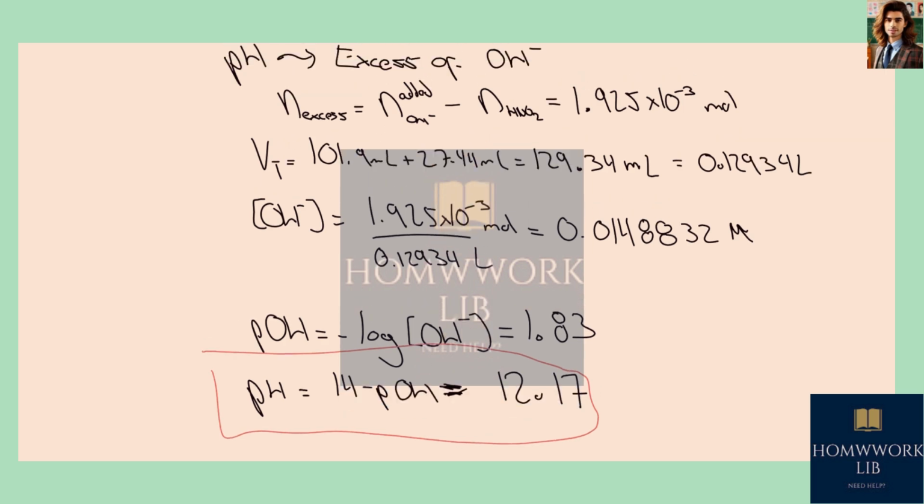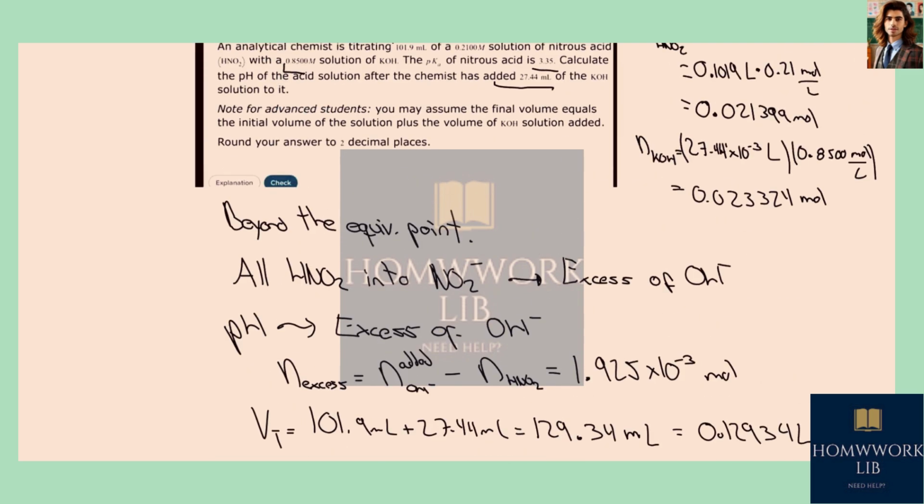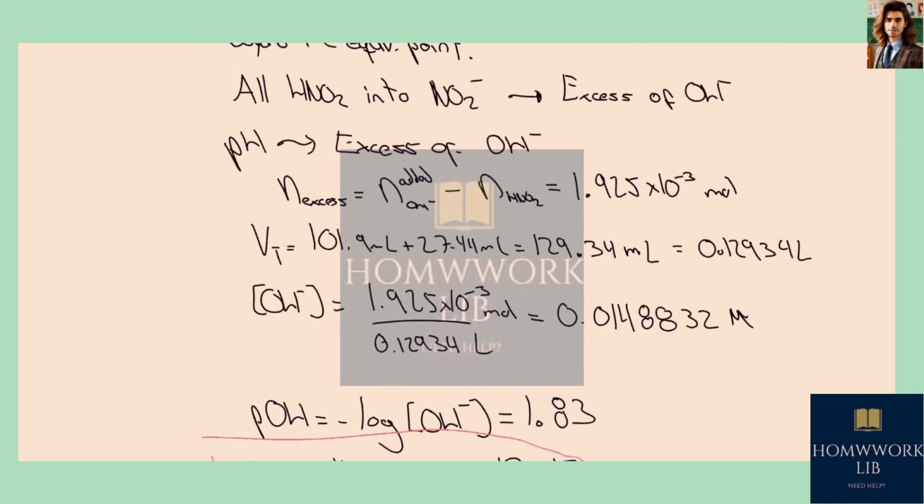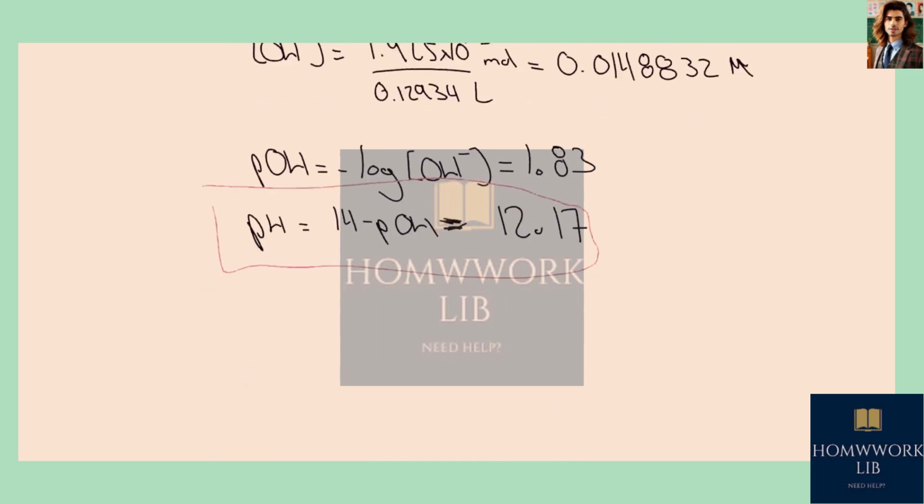Notice that in this case, we didn't require the value for the pKa of nitrous acid because we are beyond the equivalence point. That means that we have already added more of the potassium hydroxide that was required for the titration. Thus, the pH is given by the excess of hydroxide, as I mentioned at the beginning.